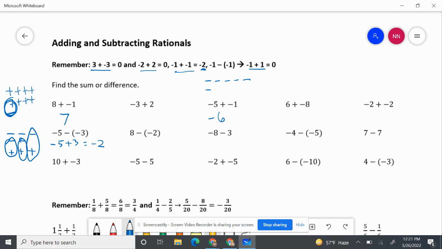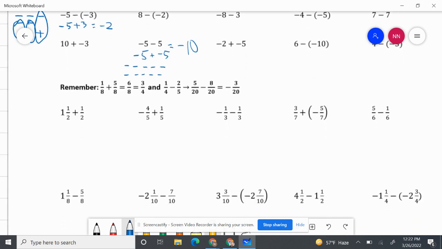Now, looking at this one right here, we have a negative 5 plus a negative 5. We could think of a subtraction as a negative. So we have 5 negatives and another 5 negatives. So looking at that, what we have is negative 10. Try these and see how you do.